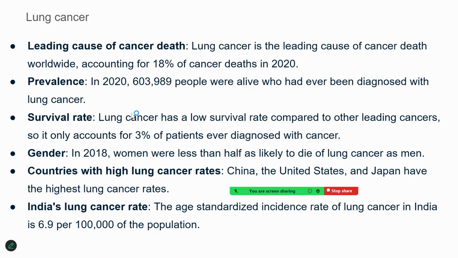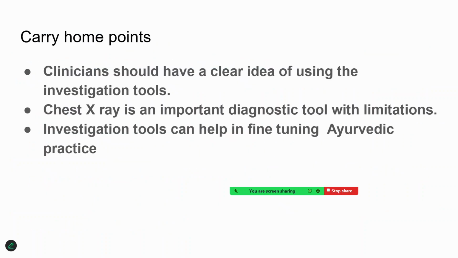Lung cancer is one of the troublesome diseases. It is one of the leading causes of cancer death. Prevalence is also increasing, and the survival rate is very low in lung cancer. In India, the lung cancer rate is much higher, around 6.9 per 1 lakh population. Hence, from the clinical point of view, we have to be very careful in making the diagnosis. I don't suggest that we can cure a case of lung cancer, but palliative treatment can be helpful. With this, we'll come to the end of this session.